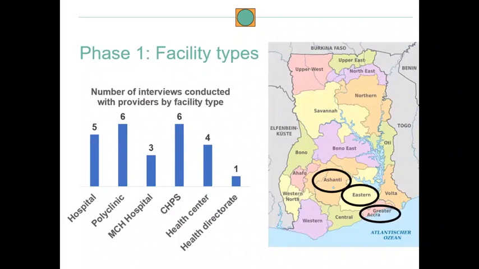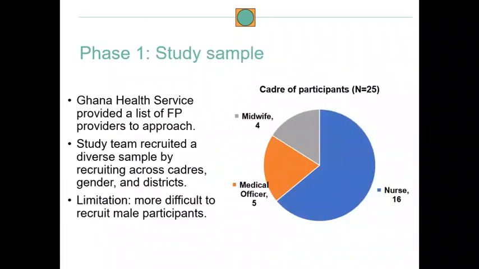So this is a visual of the different facility types that we made sure to incorporate in our sampling when we thought about different providers. This is an instrument we want people to be able to use across the many different types of providers that are in family planning. And so you can see here the regions, and that we were very intentional in making sure that we talk to providers across different types of health facilities.